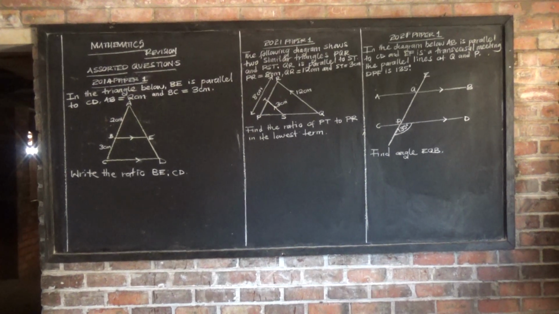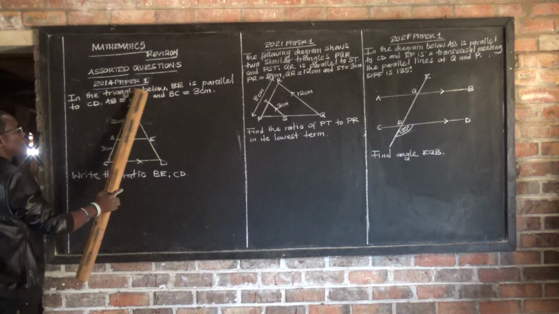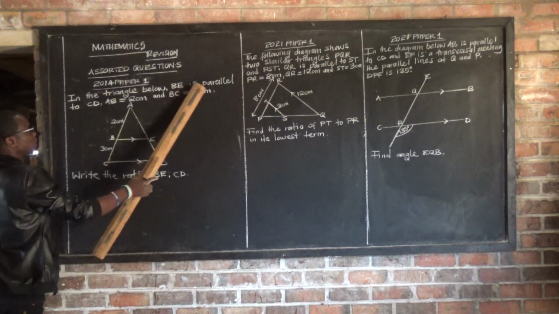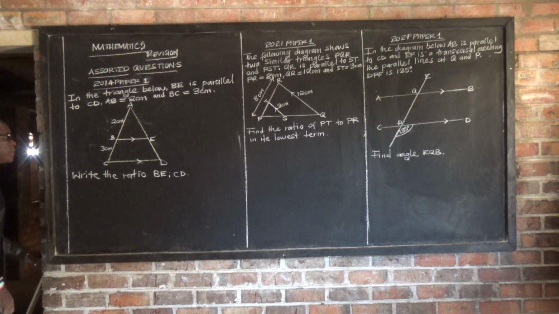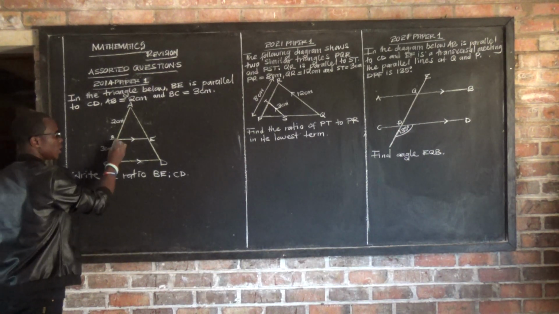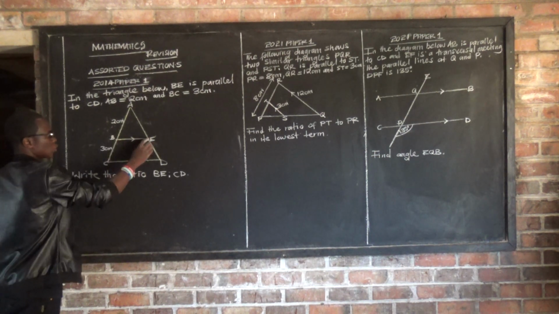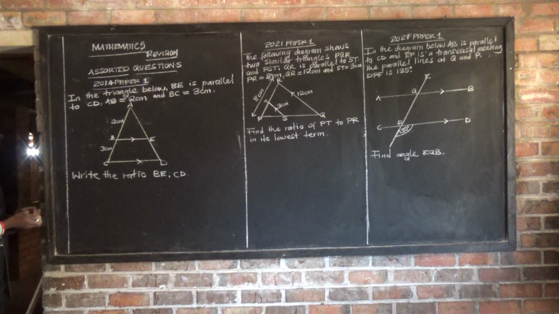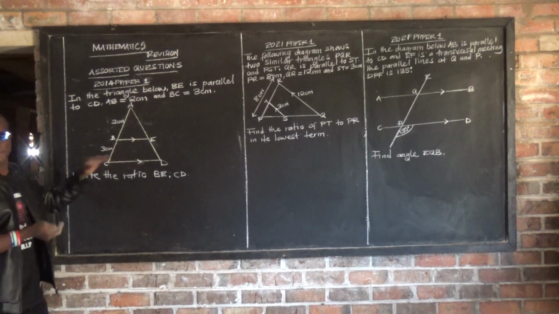Paper 1 said, in the triangle below, BE is parallel to CD. BE is parallel to what? CD. These two are parallel. BE and CD are parallel.